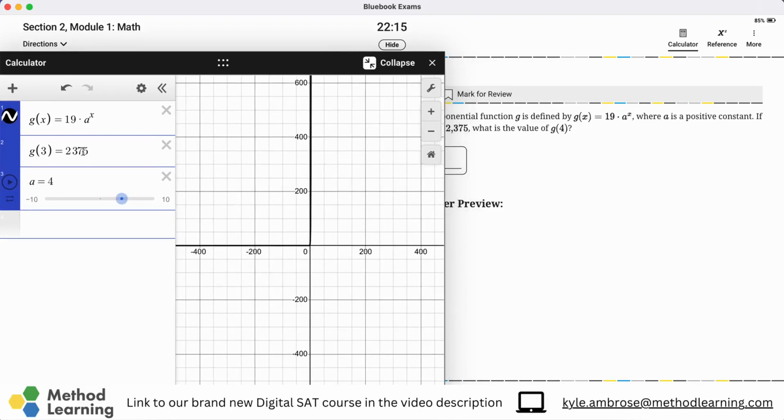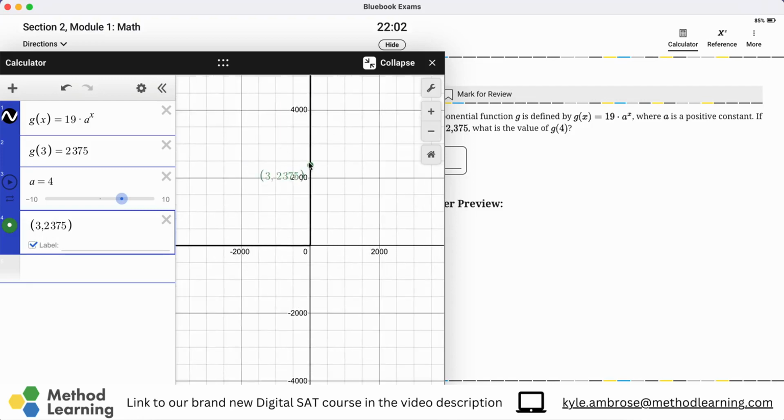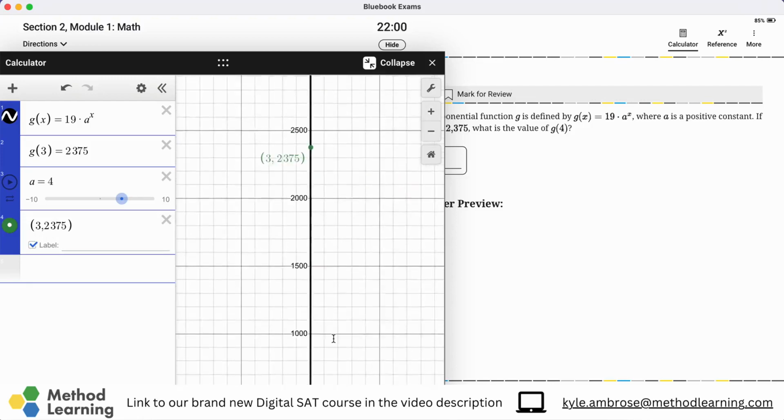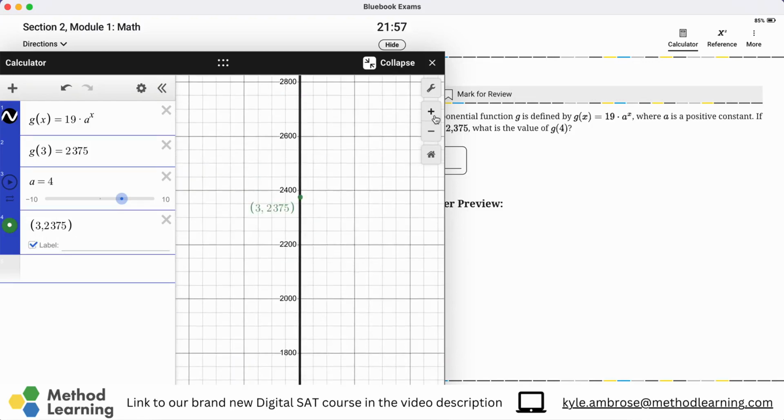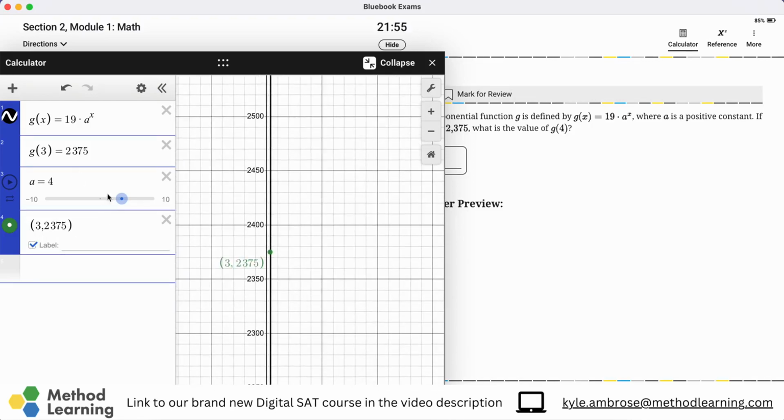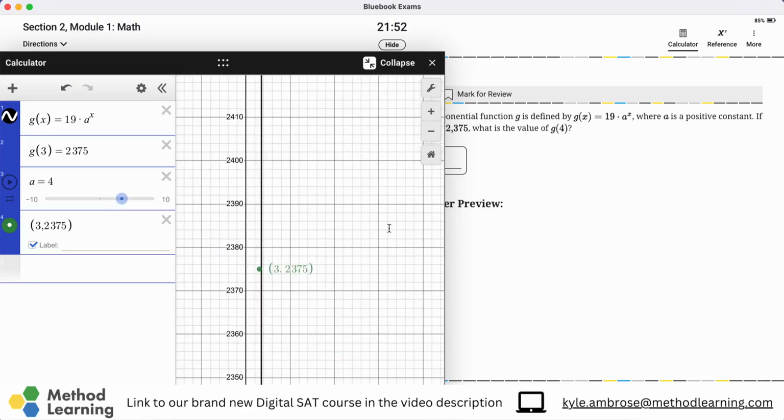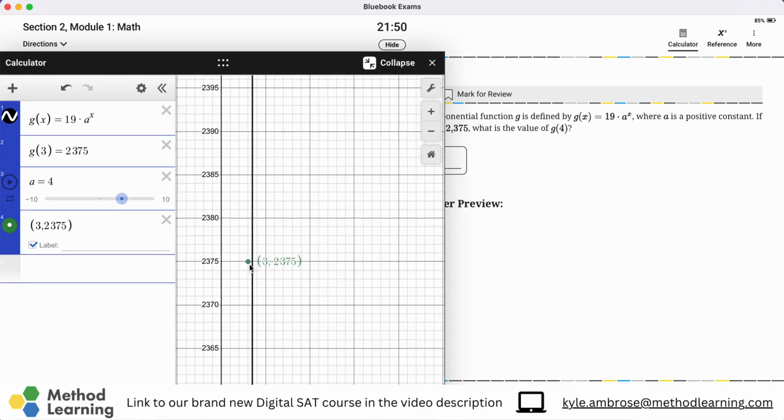So if g of 3 is 2375, then that means that x is 3 and y is 2375. So that point that I just wrote is on the graph. Let me zoom it out so that I could see that point up there. See it? Let's zoom in to that point and see if we could figure out what's going on. You could see that the function as I have it isn't going through that point. But remember, if that point is on the function, then the function has to go through the point. So let me adjust my a value until I get the function to go through the point.